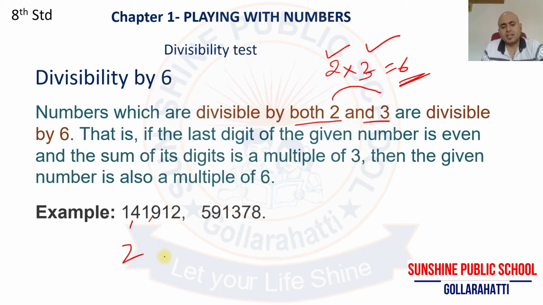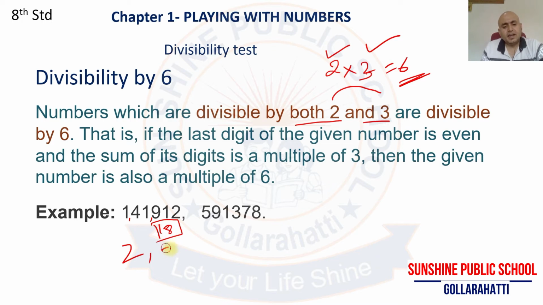But now let's check 3. How to find that this number is divisible by 3? You should add all the digits. If the sum is divisible by 3, then the number is completely divisible by 3. So add: 1 plus 4 is 5, 5 plus 1 is 6, 6 plus 9 is 15, 15 plus 1 is 16, 16 plus 2 is 18. So the sum is 18. By the sum we can say that this number is divisible by 3. 18 is divisible by 3 because 3 6s are 18.